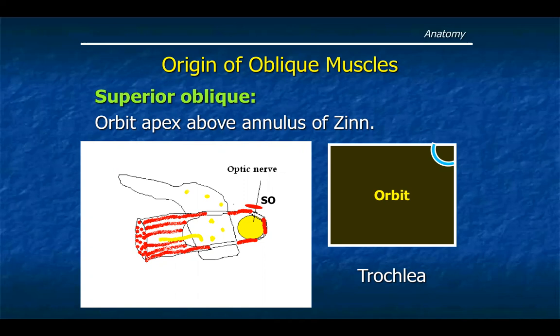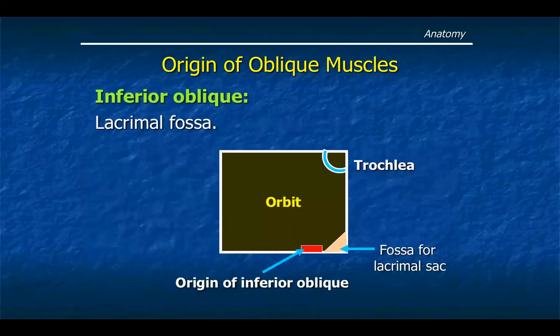But the physiological origin, which determines its action, is the trochlea. The trochlea lies in the upper anterior medial part of the orbit. So the superior oblique originates at the orbital apex and then courses anteriorly to reach the trochlea, where it turns and moves backwards to be inserted in the back of the globe. So the physiological origin is anterior at the trochlea. The inferior oblique originates anteriorly at the lacrimal fossa, or the fossa for the lacrimal sac, which is located at the anterior, inferior, medial part of the orbit.